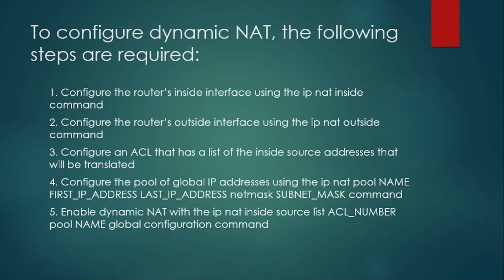And the fifth step is to enable dynamic NAT with the ip nat inside source list global configuration command, followed by the access control list number and the pool name.